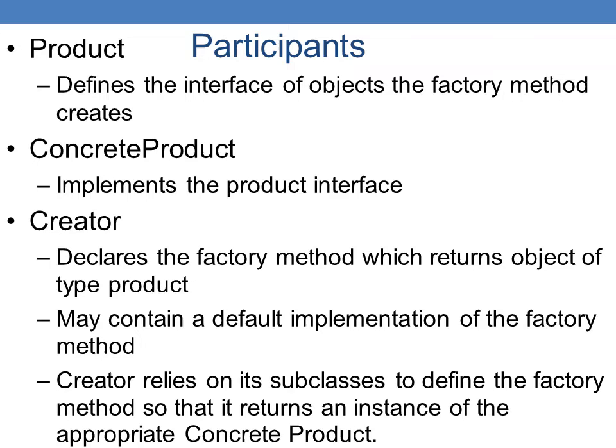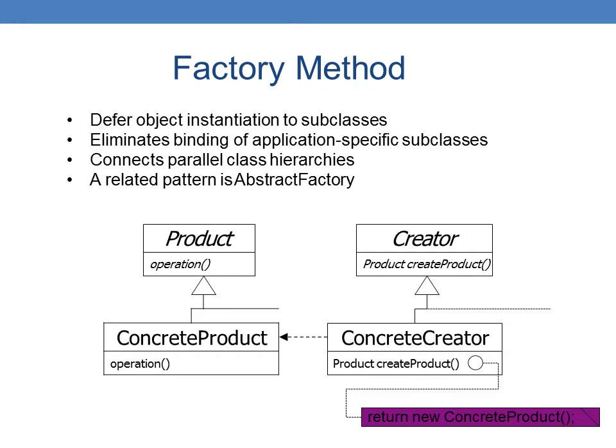Whatever processes need to be performed in that particular structure will be implemented by that particular inherited class or subclass. Next, factory method defers object instantiation to subclasses, eliminates binding of application-specific classes, and connects parallel class hierarchies. A related pattern is abstract factory. Here the product is going to be inherited, that means the subclass is the concrete product. The creator is going to be inherited, that is the subclass.